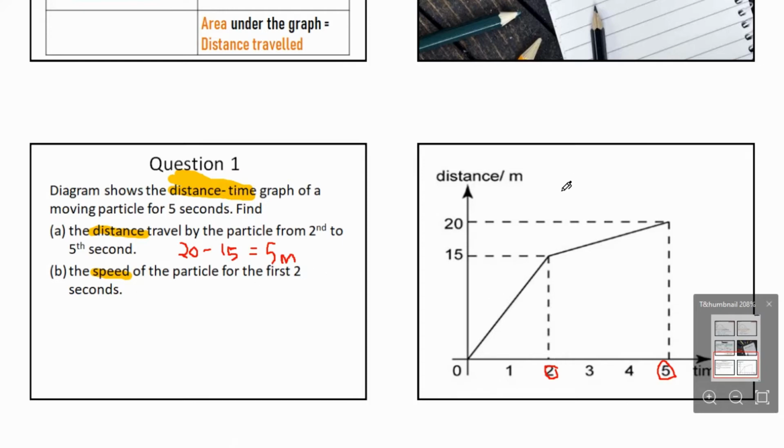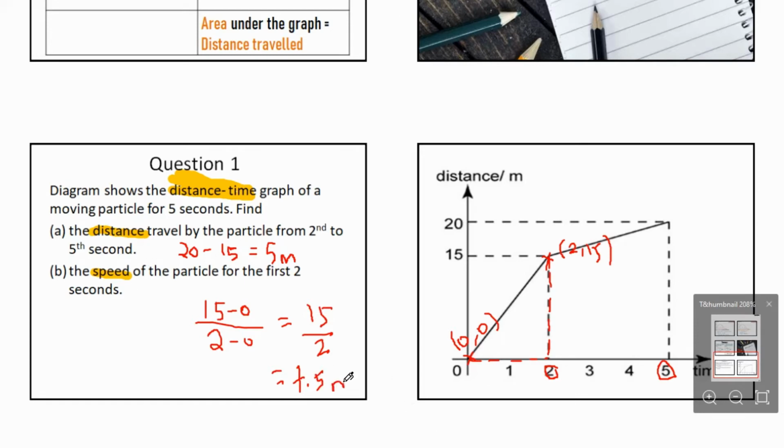So 0 to 2. We draw a triangle. We're going to take these 2 points. The coordinate of this one is (0, 0). The coordinate of this one is (2, 15). Then we find the gradient, which is 15 minus 0 over 2 minus 0. That is 15 over 2. So the answer is 7.5.